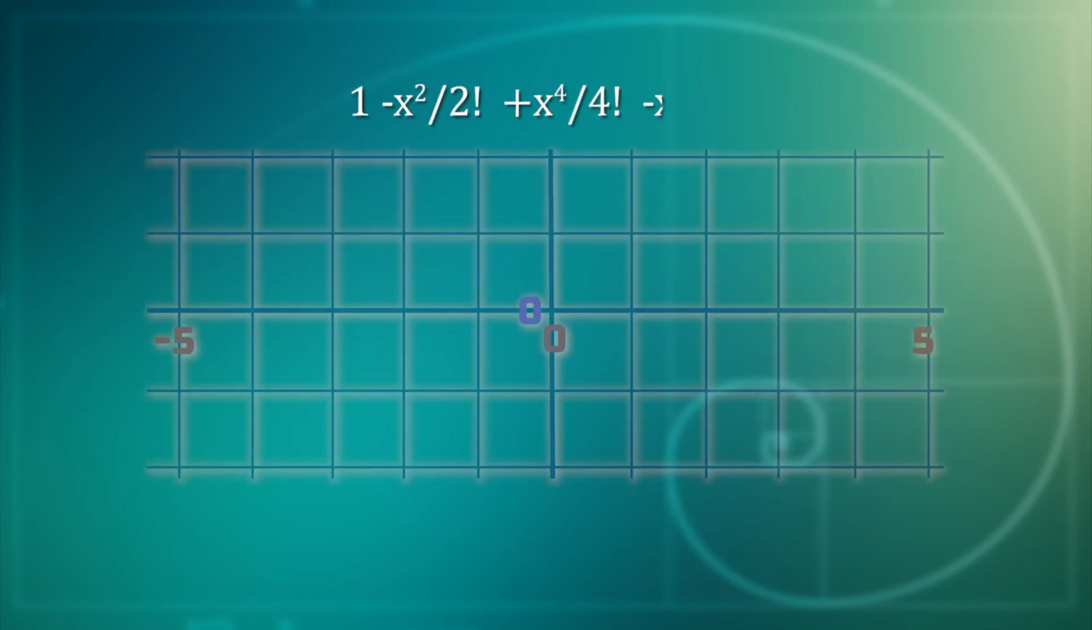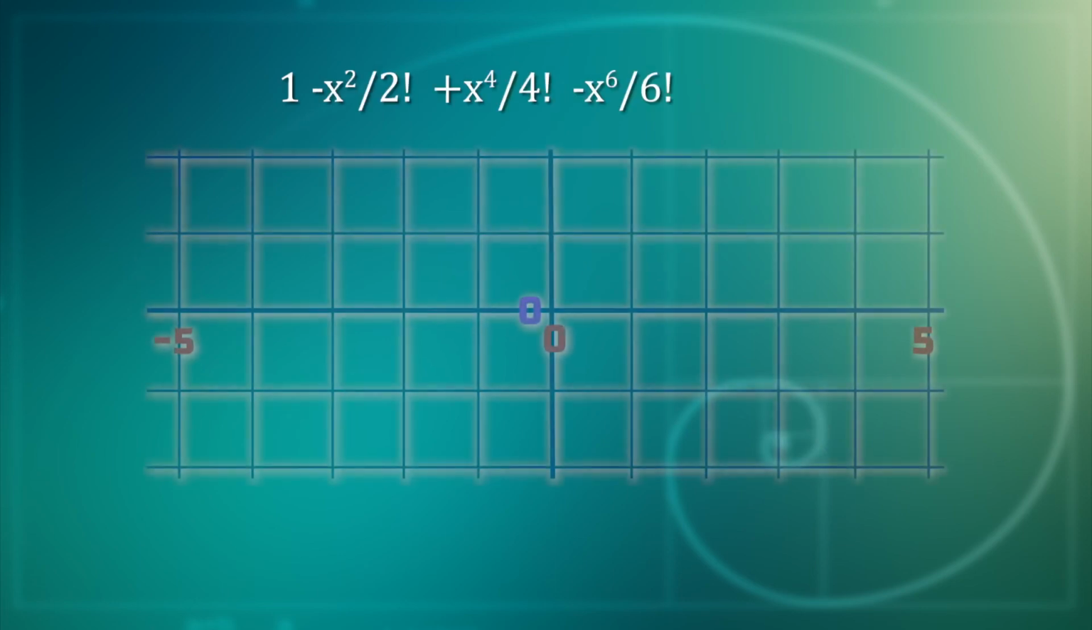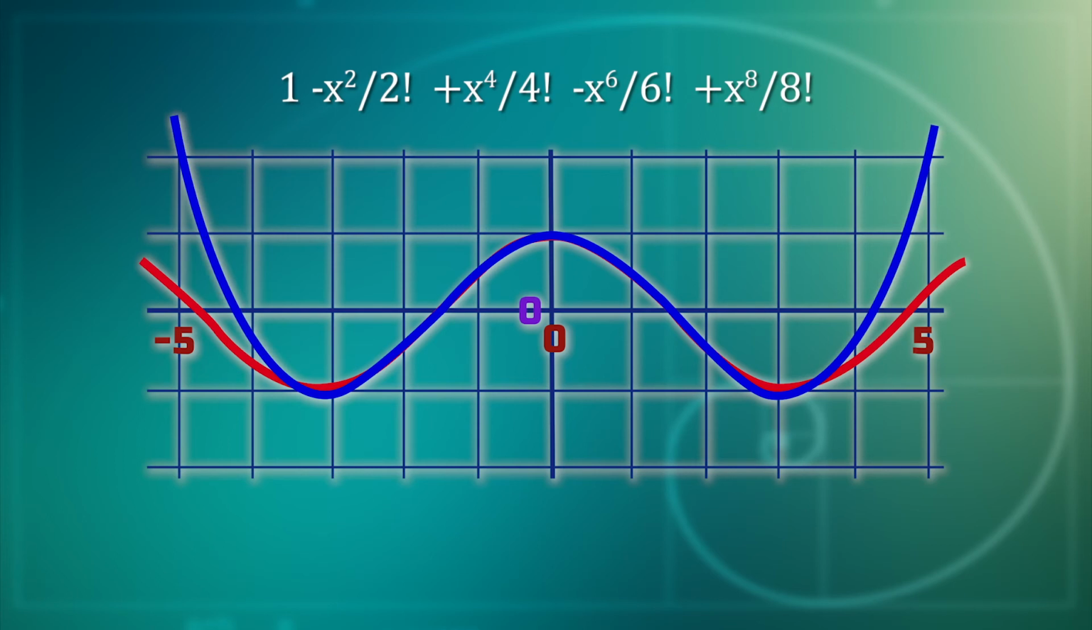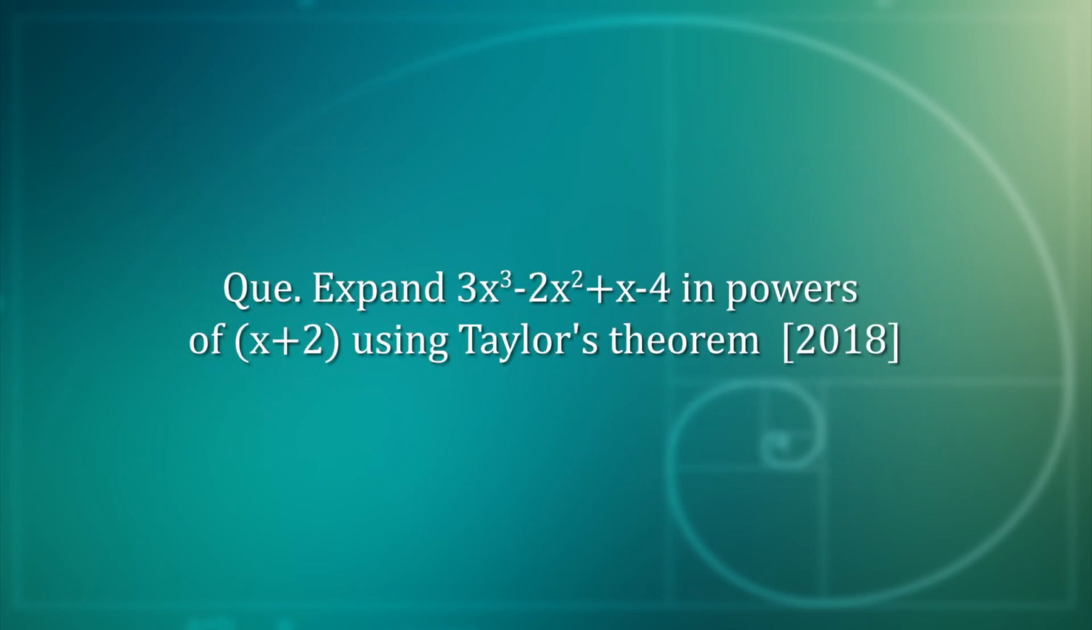Similarly, if we keep on adding the terms, we will get such graphs. So you see that as we keep on increasing the number of terms, the graph tends to approach the graph of the original function. That means the value will be more approximate. Now let's solve some of the examples in the university question papers.